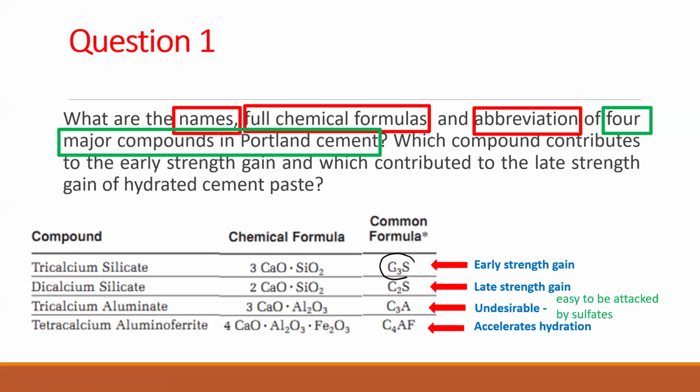So C3S, C stands for calcium oxide, S stands for silicon dioxide, and 3 is there. Here C2S, C stands for calcium oxide, silicon dioxide is S, and you have 2 because it is C2S. That general understanding should be there. A is aluminium oxide and F is iron oxide. All these are oxides. You don't need to remember, but you need to have that sense.